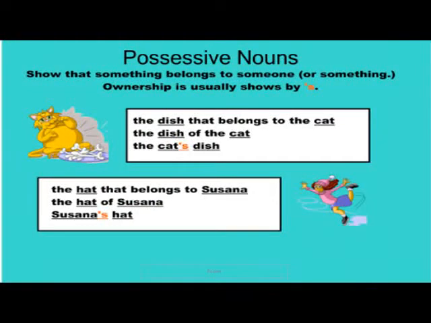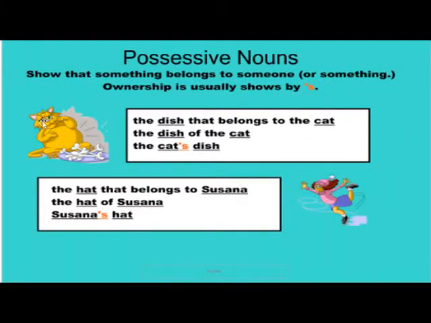So here, possessive nouns show that something belongs to someone or something. Ownership is usually shown by apostrophe and S. So all my work today will be with the nouns. It means I will add the apostrophe only to the nouns. I cannot add the apostrophe to the verbs. Okay? So let's move here.